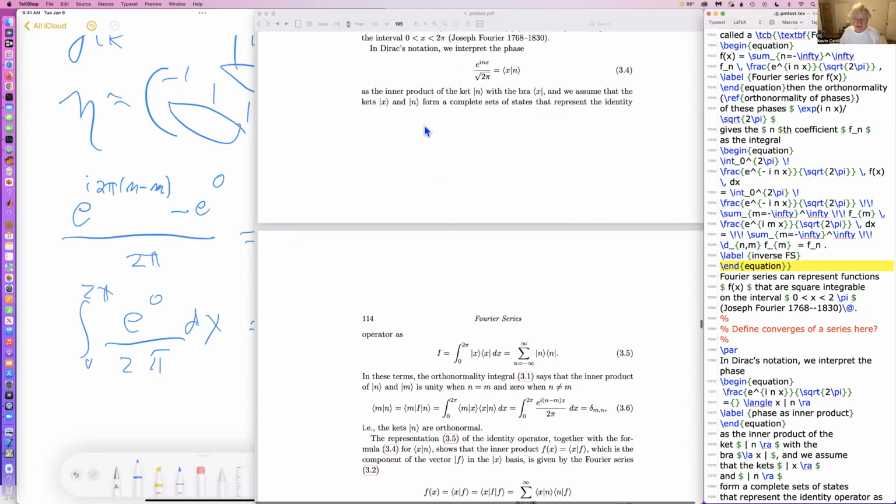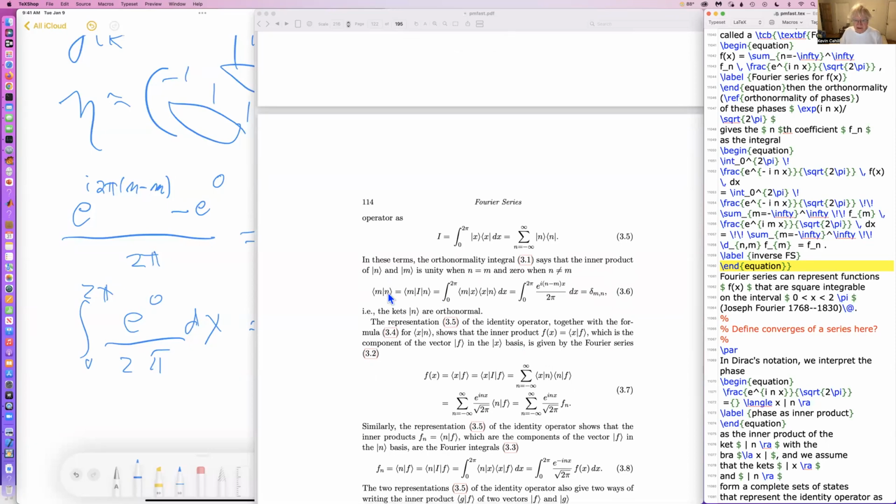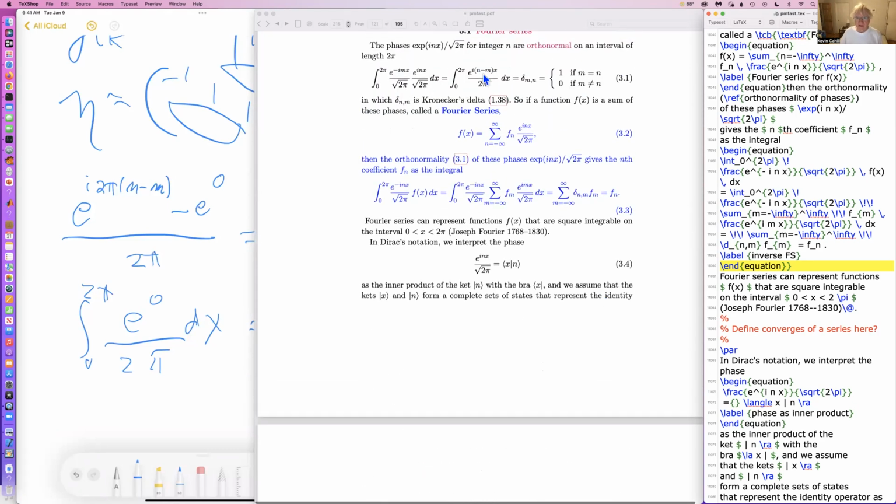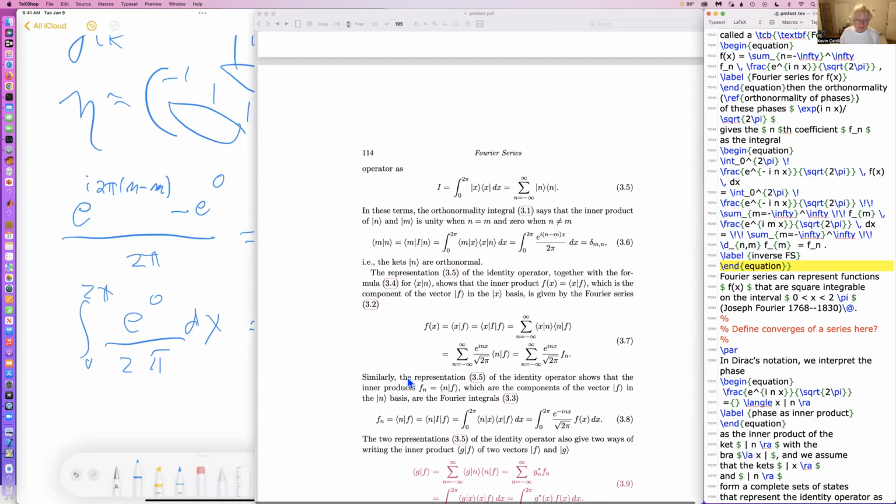One can interpret these in terms of Dirac notation, letting this phase be an inner product, interpreting it as an inner product of a ket n with a vector x. And then the identity operator is an integral of these outer products, or equivalently a sum of the outer products for integers. And the inner product of two of these is, when you insert the identity operator in this form, you see it turns into this integral, which repeats the orthonormality. Or if you use the orthonormality, you get delta nm.